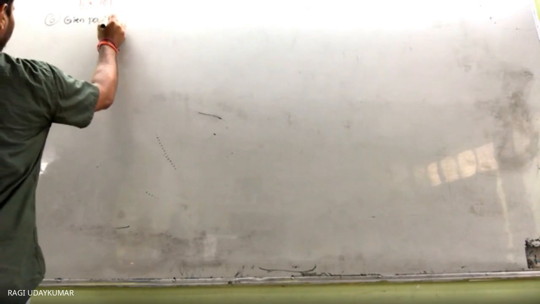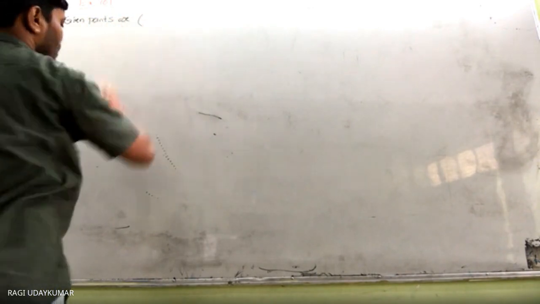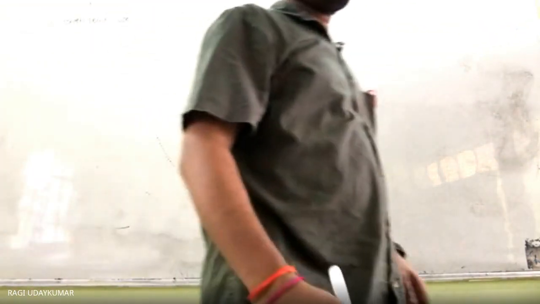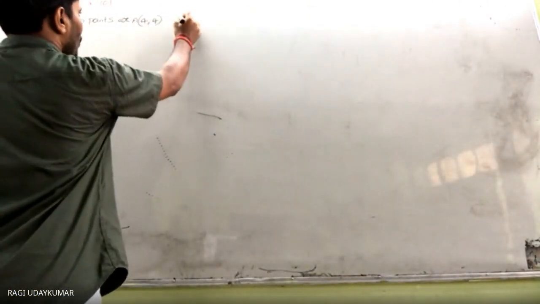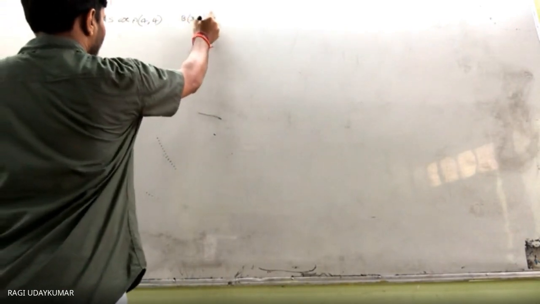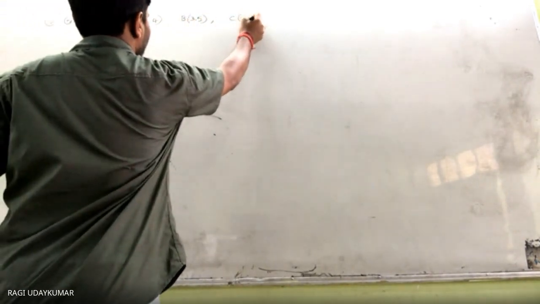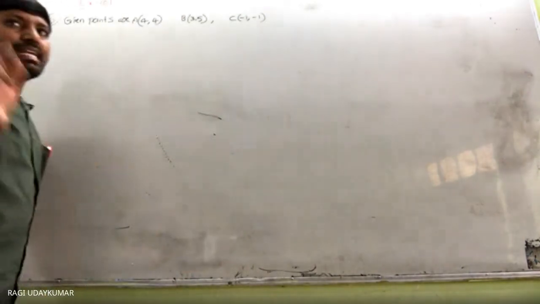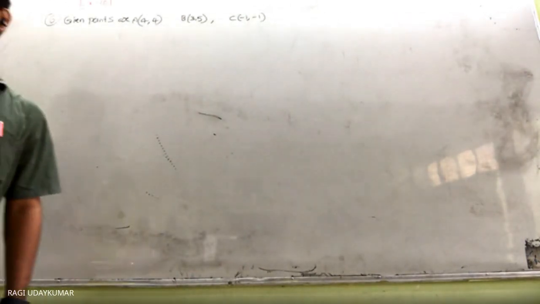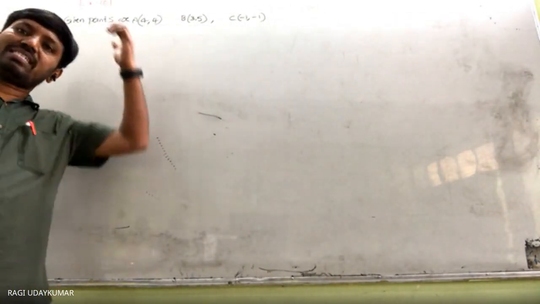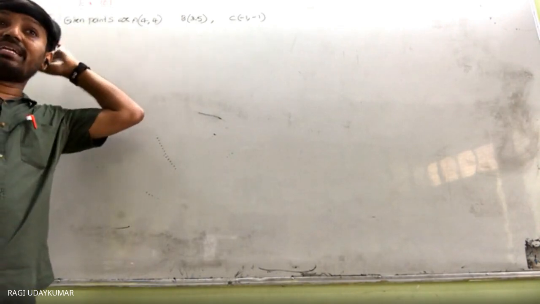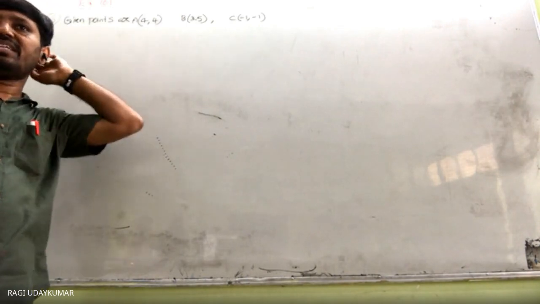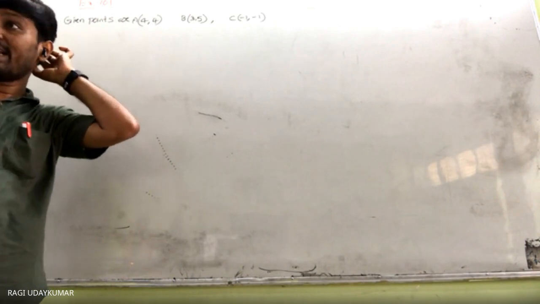Given points are, what are the points? 4 comma 4, 3 comma 5. So let us consider those points as A, B, C: A (4,4), B (3,5), C (-1,-1). Where it forms the right angle, we don't know. But the question is asking that these 3 points form a right angle triangle.